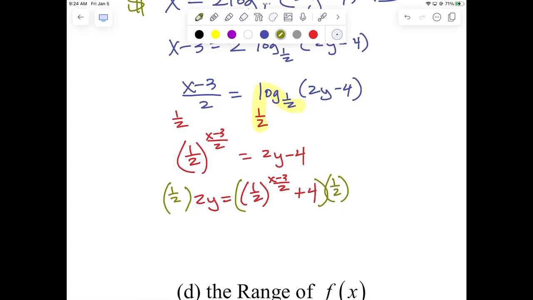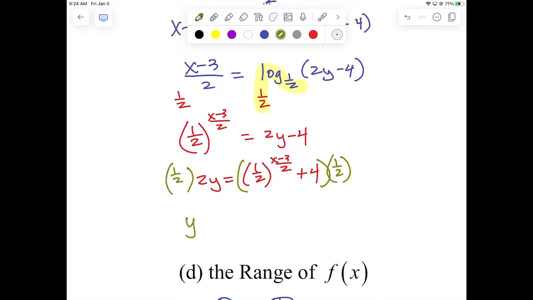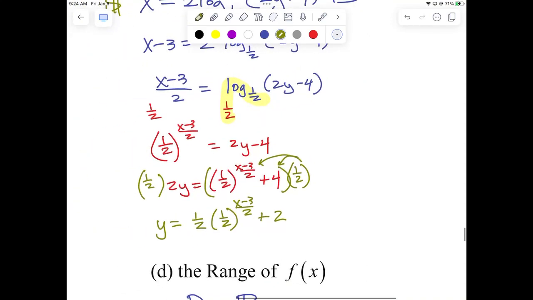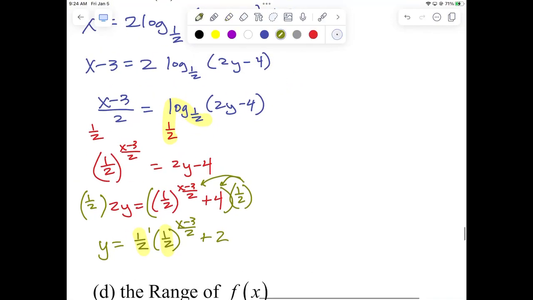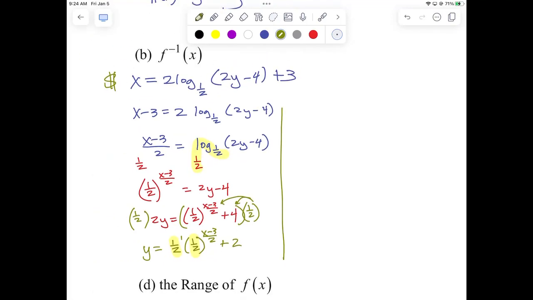Yeah, and I'm actually going to show that. So I'm going to get y equals, and then if I distribute the 1/2, I'll get 1/2 times 1/2 to the x minus 3/2 plus, what's 1/2 times 4? 2, yeah. Now you could stop there, but you could also do something else. Notice that my a value and my base are the same number, aren't they? So when I'm multiplying and the base is the same, what can I do with the exponents? When the bases are the same, I add them, don't I?